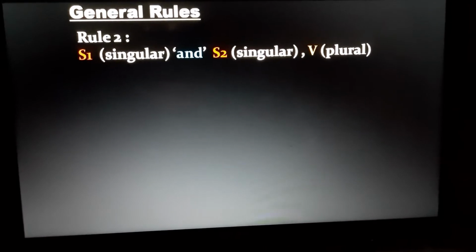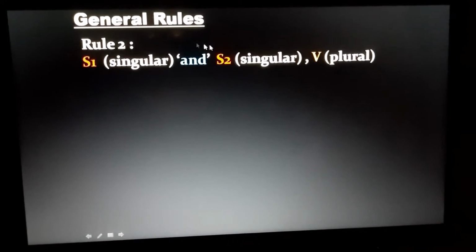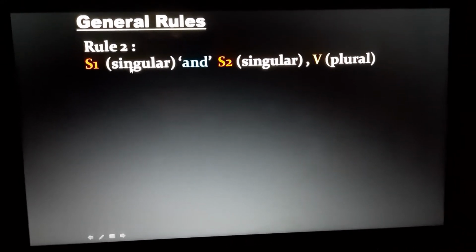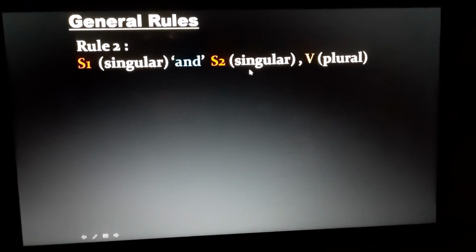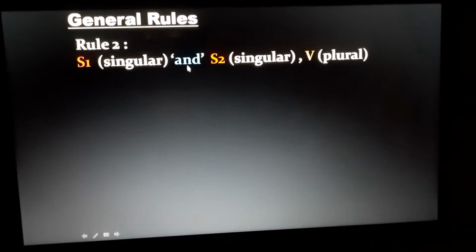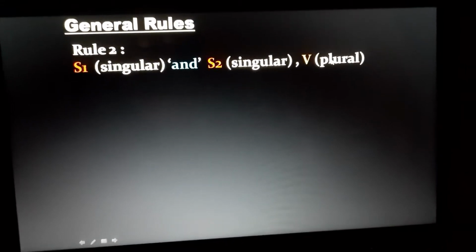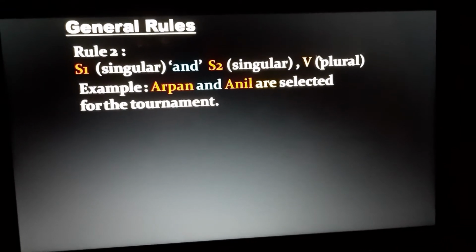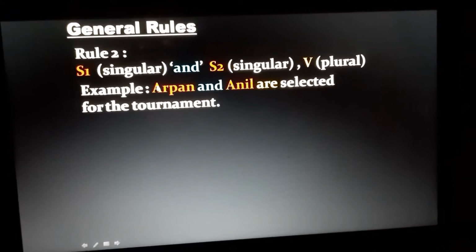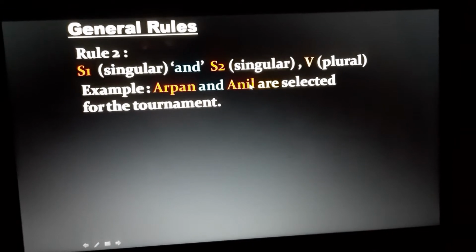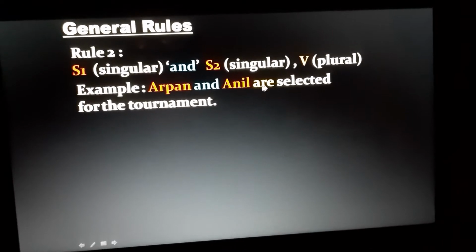Let us move on to the next rule, which is when a sentence has two subjects, subject 1 and subject 2. Subject 1 is singular and subject 2 is singular as well. When both the subjects are connected by the connective and, the verb is always plural. Let us see this with the help of an example. Arpan and Anil are selected for the tournament. Here Arpan is subject 1, Anil is subject 2, and we have and in between. So the verb which we have used is plural.